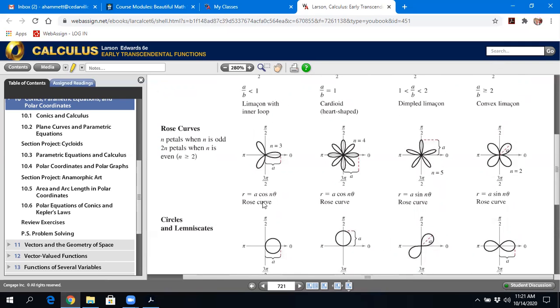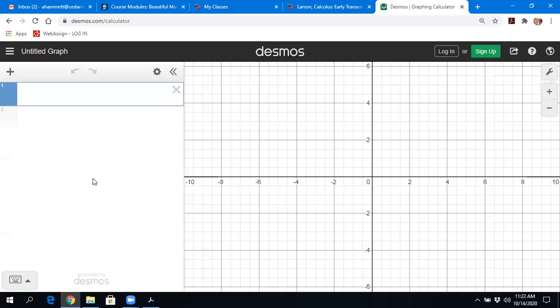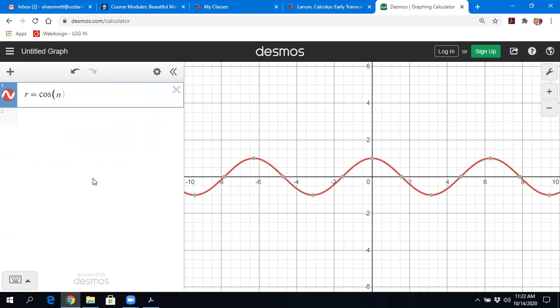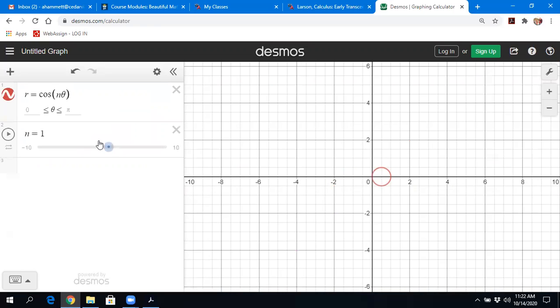So let's look at this rose curve right here. r equal to cosine of n theta. So let's go in Desmos. r equal to cosine of n theta. Okay, let's add a slider for this thing. And let's let theta go between 0 and 2 pi or something. And let's go ahead. You see this? That's pretty sweet, isn't it? Do you see what's happening here?